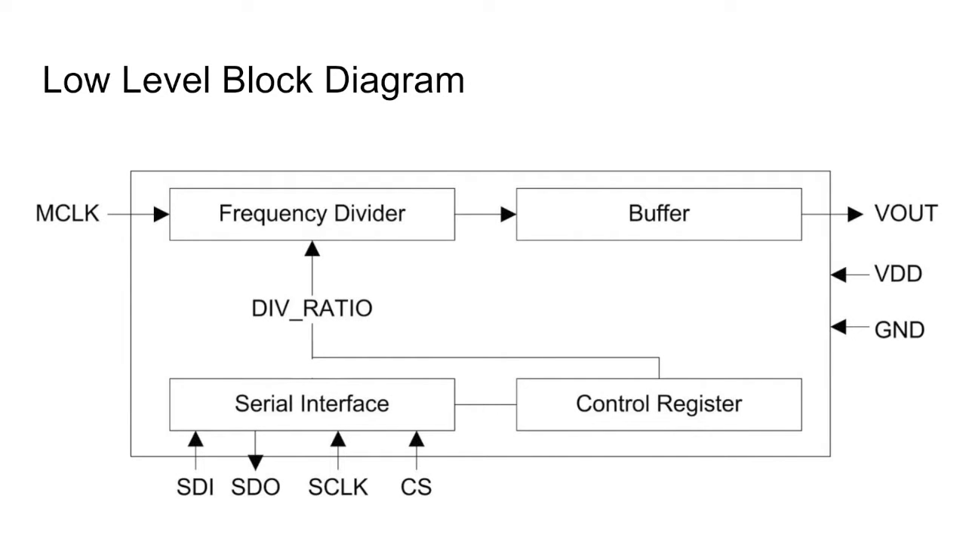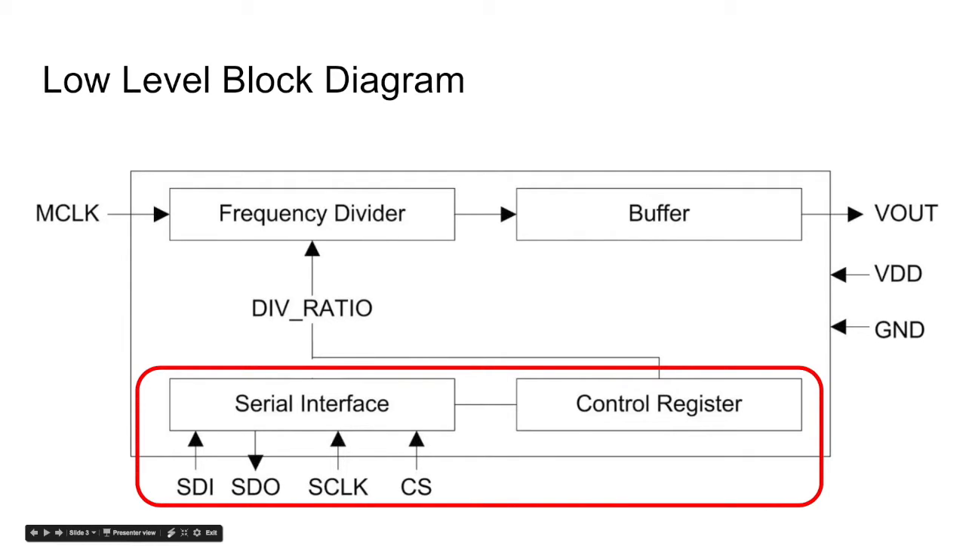Low-level block diagram. It uses SPI for communication. Basically, the input is stored to the control register through the SPI. Then the frequency divider will read the divider ratio from the control register and perform the division. Next, I will talk about the SPI.